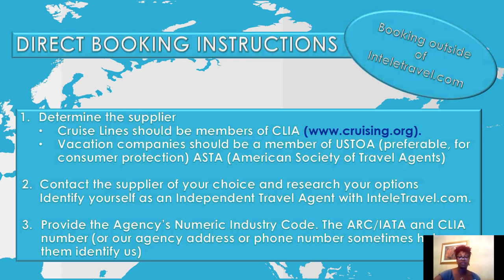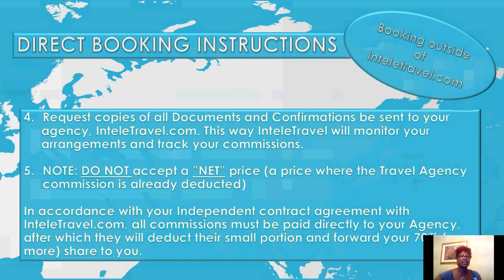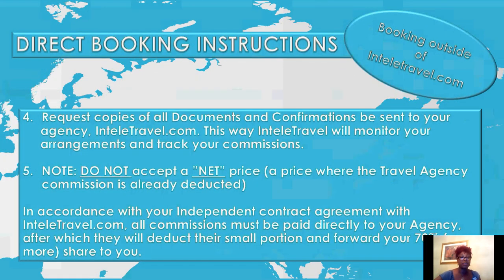Identify yourself as an INTELETRAVEL independent travel agent. And then you want to provide the agency numeric codes, the IATA, the CLIA number, the telephone number. You definitely want to do that. You want to request a copy of all your documents and confirmations to be sent directly to your agency so that they can track your commissions for you. You also want a copy of it naturally, but you want to make sure that the host agency, INTELETRAVEL, receives those commissions so that they can make sure that you are paid commissions. When those checks come in, they want to make sure that you are included in it.